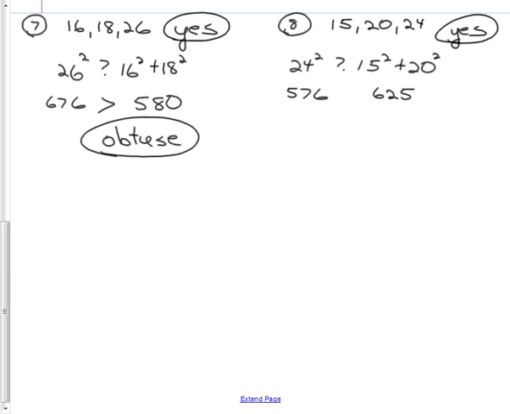576 on the left. So if the hypotenuse squared is less, it makes it acute. Acute. There's a banquet coming up. You might want to remember that. Oh, that's terrible. Your assignment: 1 through 32, page 551.